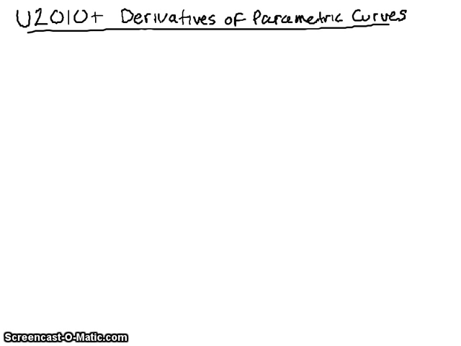So if we're going to talk about the derivative of a parametric curve, let's just go back and talk about what derivatives are. So we know that the slope of the tangent line is equal to the derivative, and one notation that we can use for derivative is dy dx. Now, what that dy dx means is we're taking the derivative of y with respect to x.